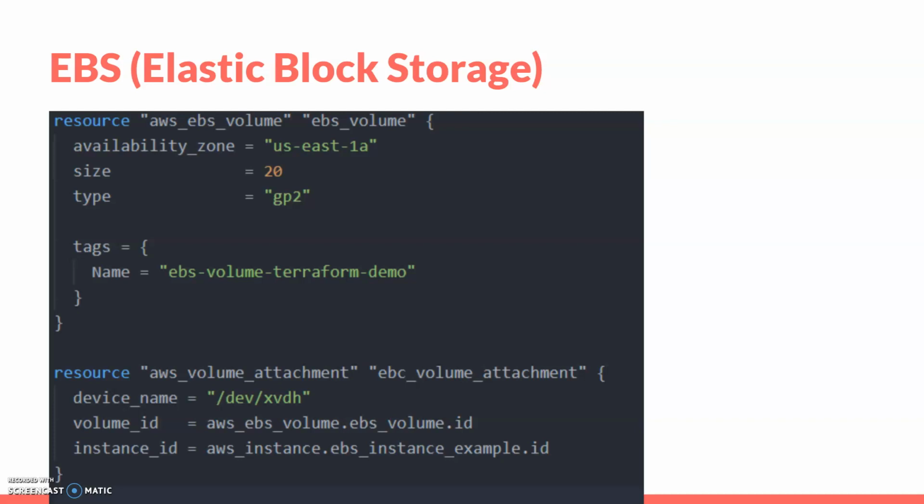For the attachment you have to give the device name, that's the path of your device, the volume ID that's created in the resource, and the instance ID. So you have to map your volume ID to the instance ID. This will be the attachment of the volume to the instance, and it will be created as part of the whole script. So let's try to understand, by running the Terraform script, how the EBS will be created.